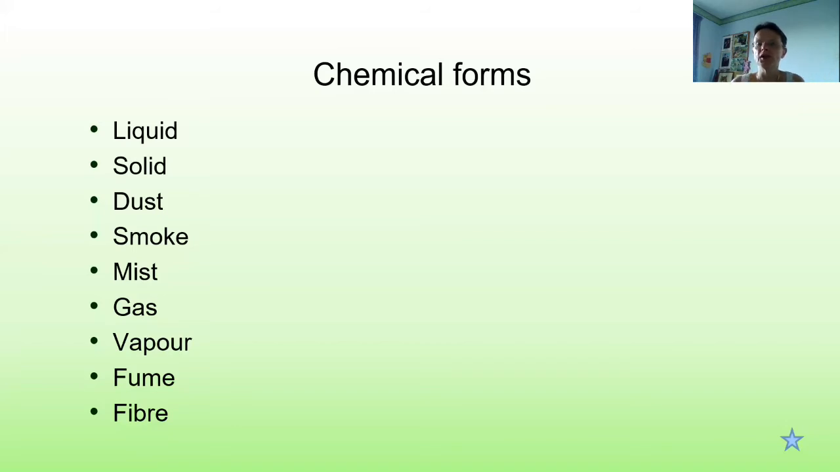So when we're looking at complying with the Control of Substances Hazardous to Health Regulations, the first thing we do is ask, have we got any substances, and then consider the form of those substances, because if we know the form, we can then consider how it's going to get into our body and how we need to protect ourselves.